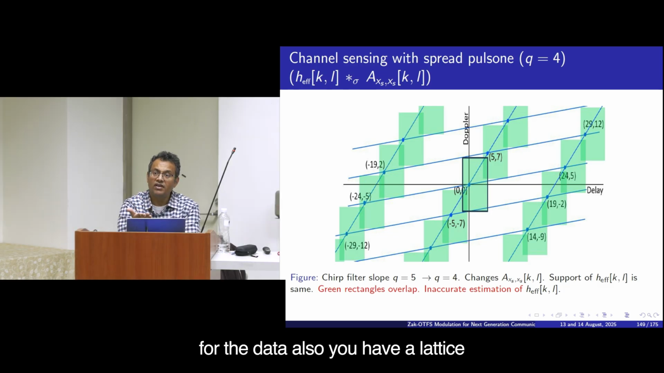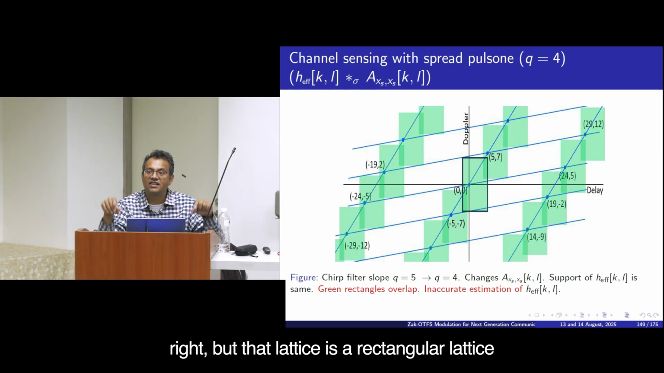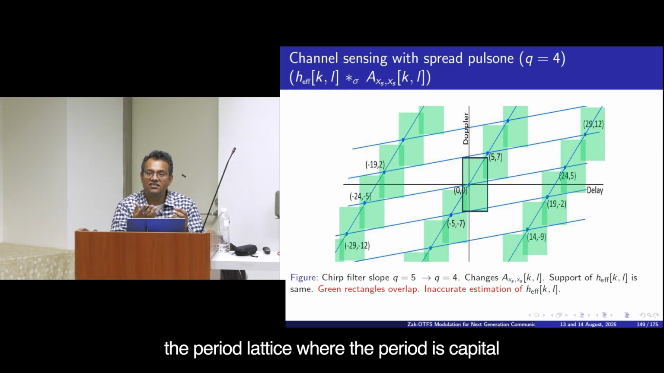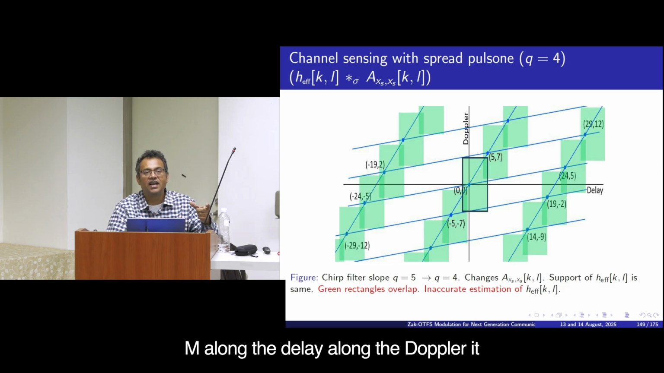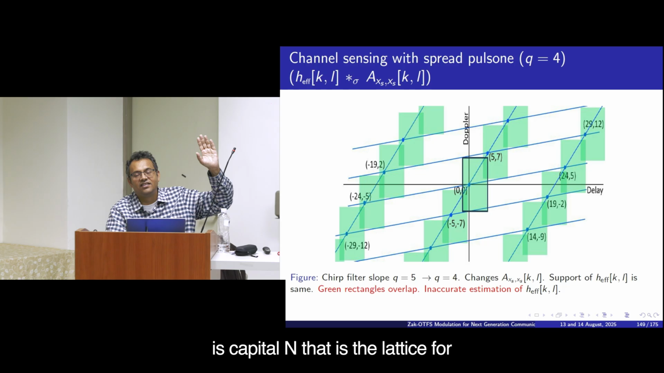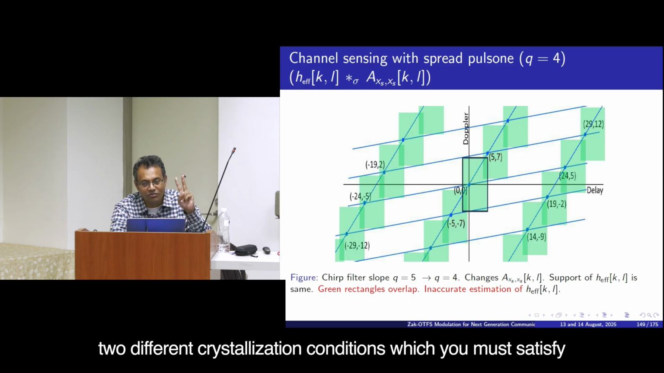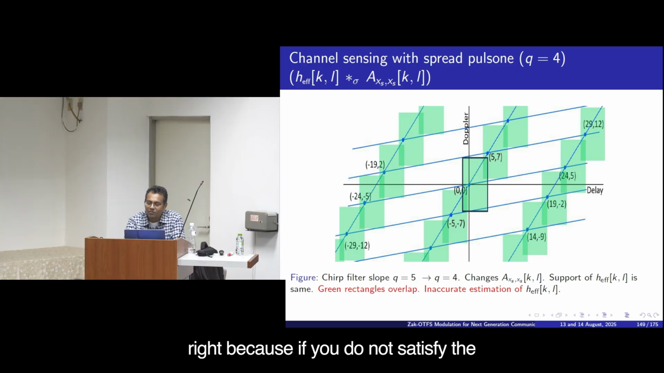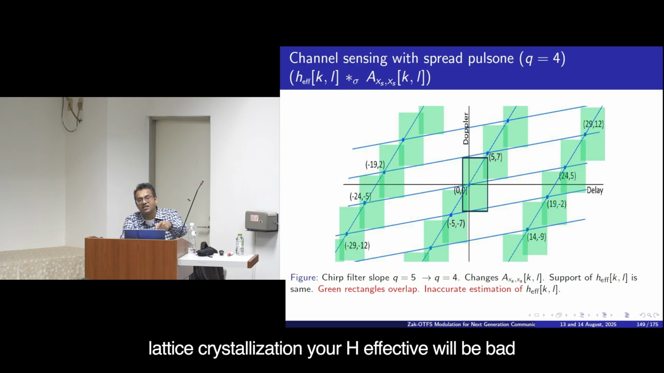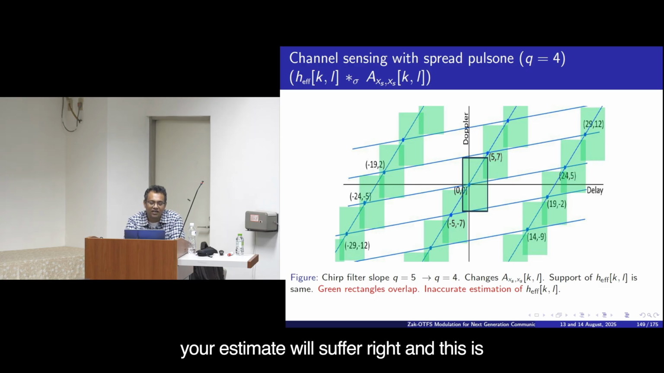For the data also you have a lattice, but that lattice is a rectangular lattice, the period lattice, where the period is capital M along the delay, along the Doppler it is capital N. That is the lattice for the data part, but for the pilot this is the other lattice. So now you have two different crystallization conditions which you must satisfy, because if you do not satisfy the lattice crystallization, your H effective will be bad, your estimate will suffer.